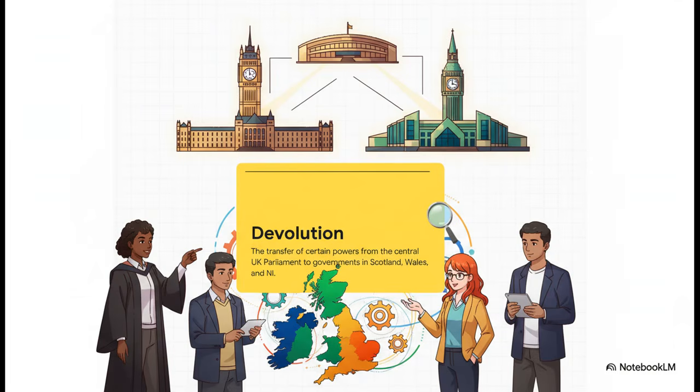Now, it's really important to know that not every decision in the UK is made in London. We have something called devolution. The easiest way to think about it is that the main UK Parliament has handed over, or devolved, certain powers to national governments in Scotland, Wales, and Northern Ireland, so they can make their own decisions on some key issues.